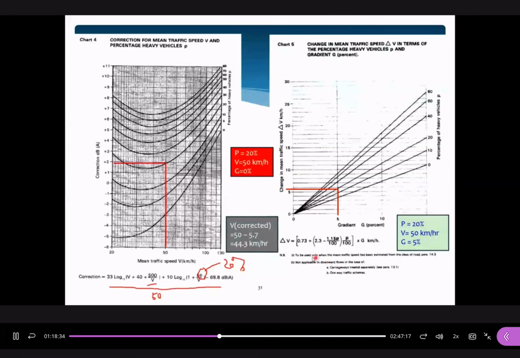Okay, now you got the data, 44.3 km per hour, in this case under the upward gradient of 5%, and then you go back to this chart. Now you have to choose the mean traffic speed 44.3 and 20%, and locate the correction factor again. Okay, if we have a road gradient of 0%, we can use chart number 4 directly. If there is a road gradient for upward flow, you have to consider the use of chart number 5 first to make an adjustment for the vehicular flow, and then go back to use chart number 4 to find out the corresponding correction factor. Okay, any problem? Any problem about this one?